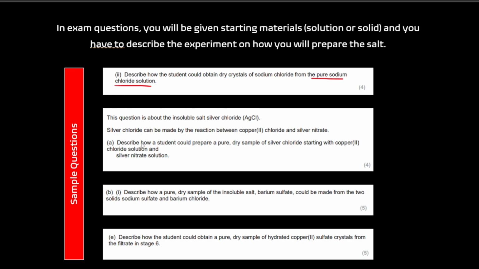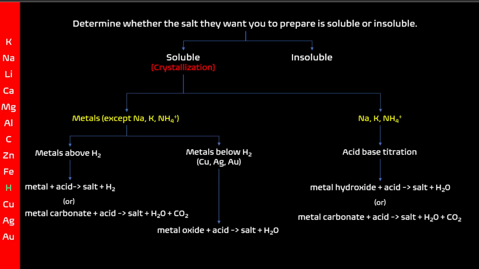For the second question, they told you that it's an insoluble salt, which is silver chloride, and your starting reaction is between copper 2 oxide and silver nitrate, and they ask you to describe what method you will use. And for the third and fourth questions, you can read them, okay? It's the same. So I'm going to explain it by following this map, okay?